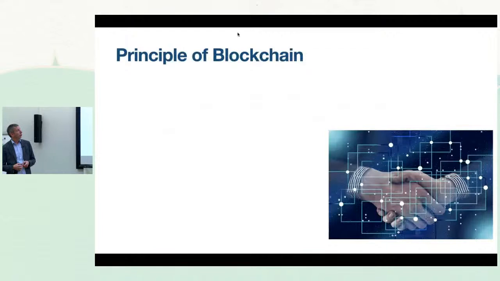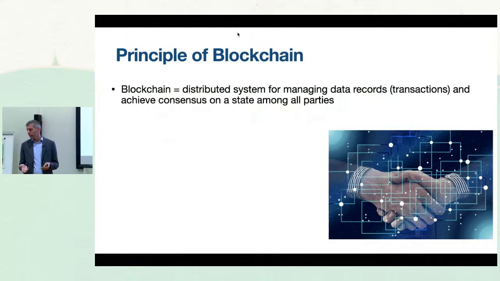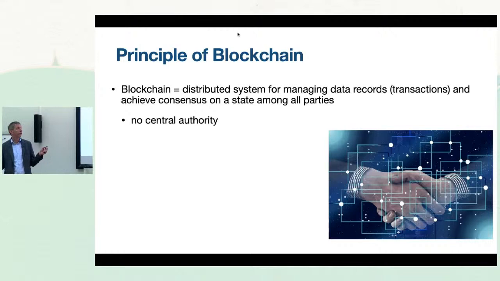So what's the principle here? The blockchain is, first of all, a distributed system for managing data records and transactions, and to achieve consensus on this state among all parties. And that's without a central authority. That's the most important thing here.